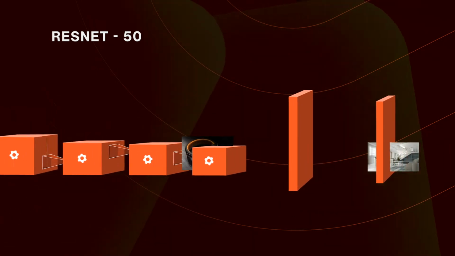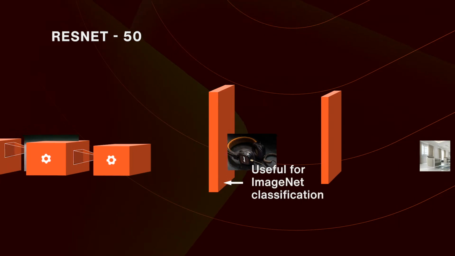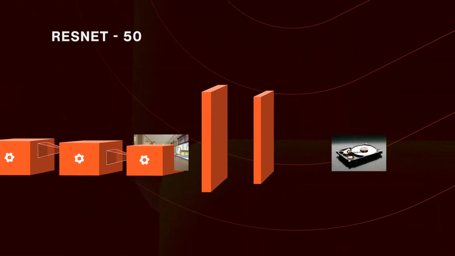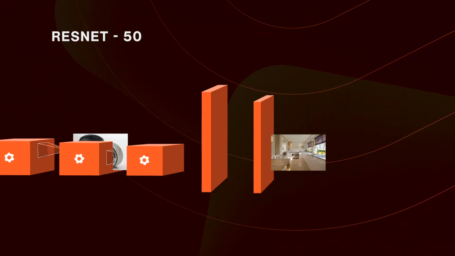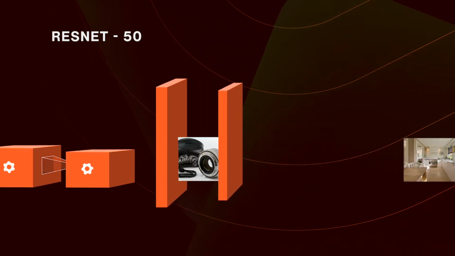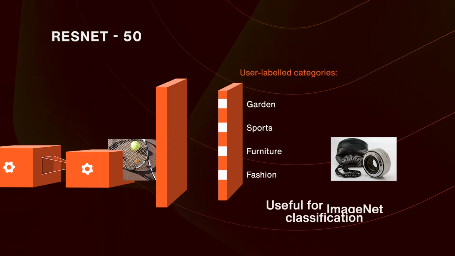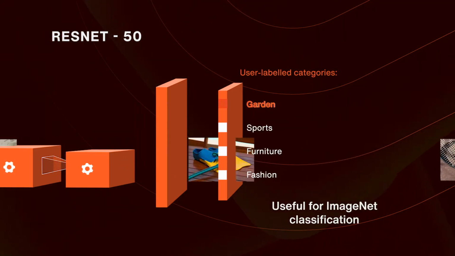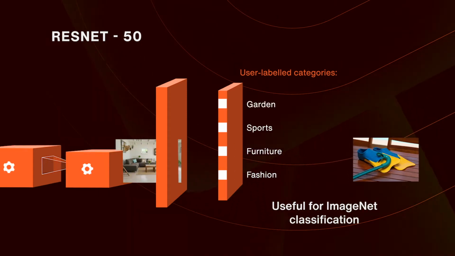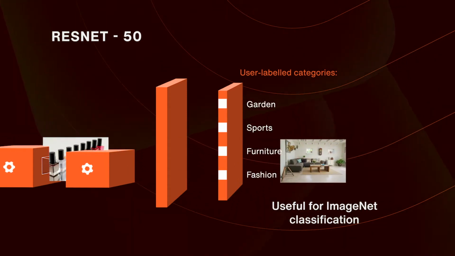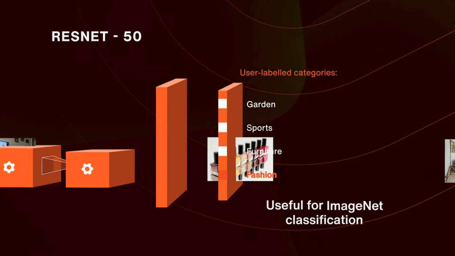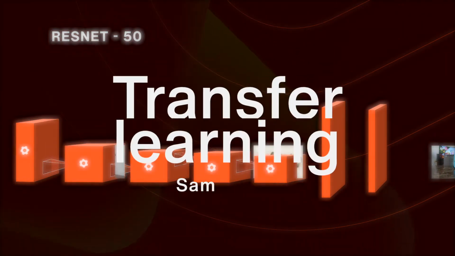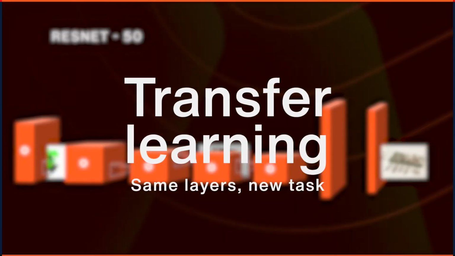But these representations are useful for classifying images from the ImageNet dataset, not specifically for recommending products. By truncating the network beyond this layer, adding a temporary layer that fits the output size for a new task, and retraining on a dataset of marketplace listing images to classify listing categories labeled by the users who uploaded them, it's possible to fine-tune the parameters of these layers to output representations useful for this new task. This is known as transfer learning.